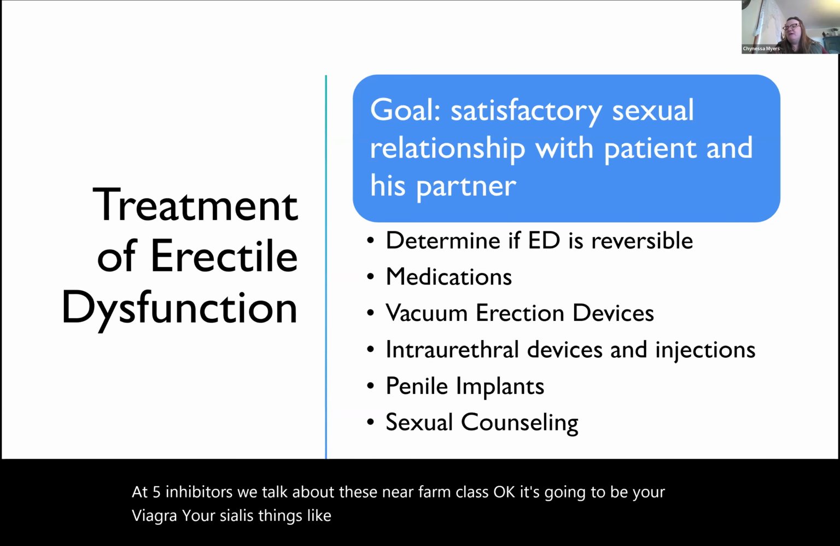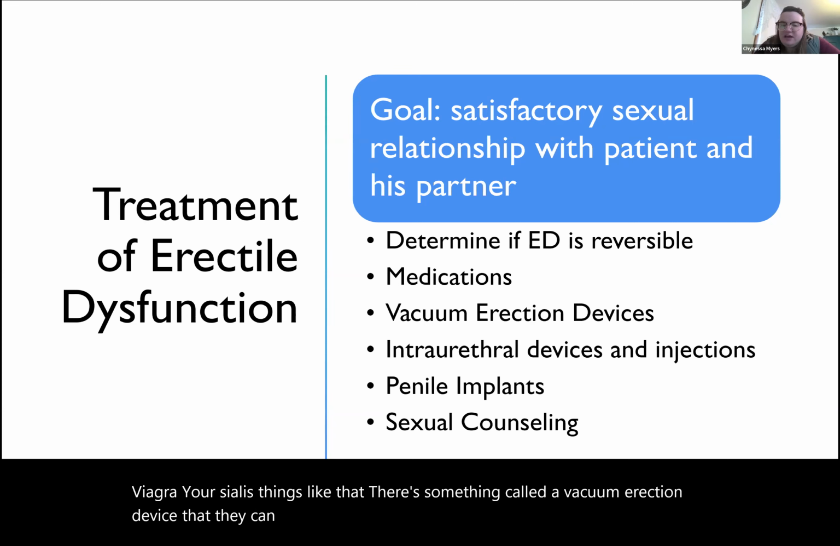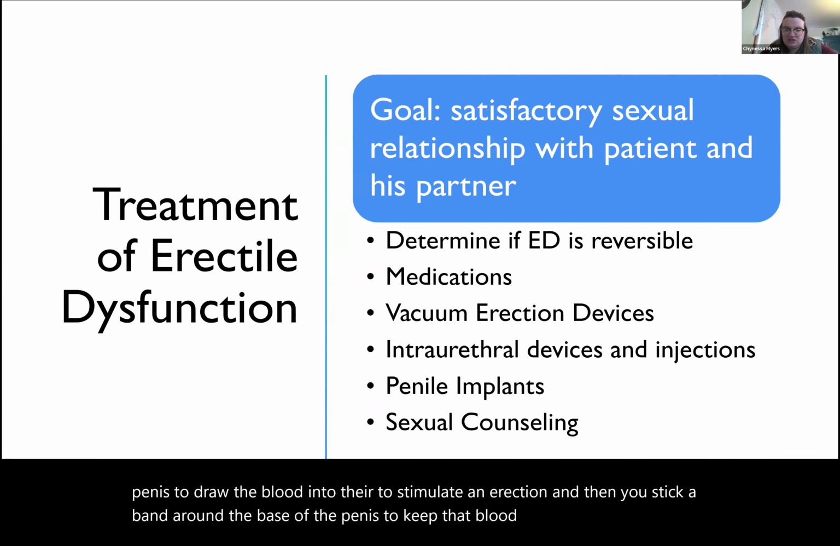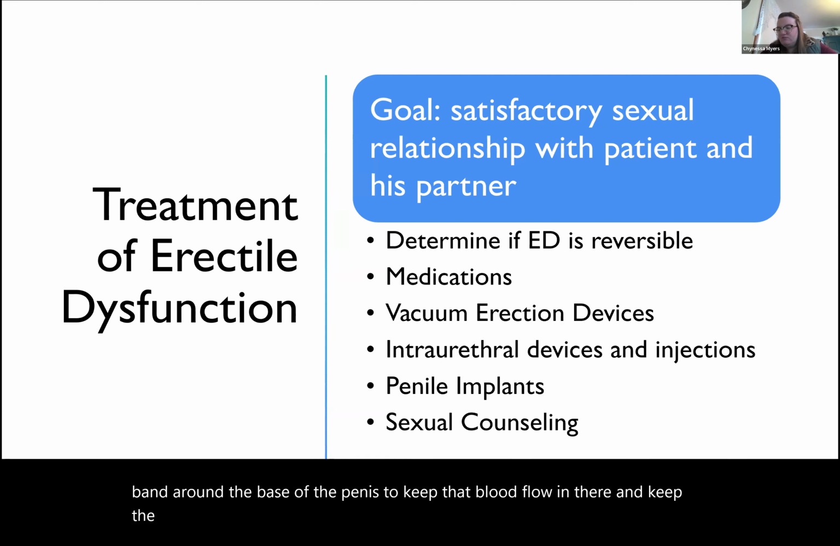There's something called a vacuum erection device that they can use. It's a little suction device that's placed around a flaccid penis to draw the blood into there to stimulate an erection. And then you put a band around the base of the penis to keep that blood flow in there and keep the erection long enough for sexual functioning.